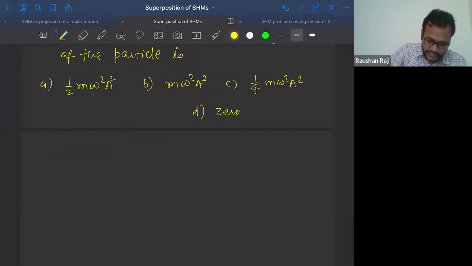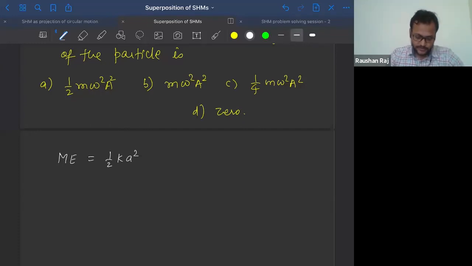So the total mechanical energy of a particle undergoing simple harmonic motion is half into K into A square. Yes, Vijay Lakshmi, Pooja, very good. If I ask you to write K in terms of M and omega, I'll write that K can be written as M into omega square. So it is half M omega square A square.